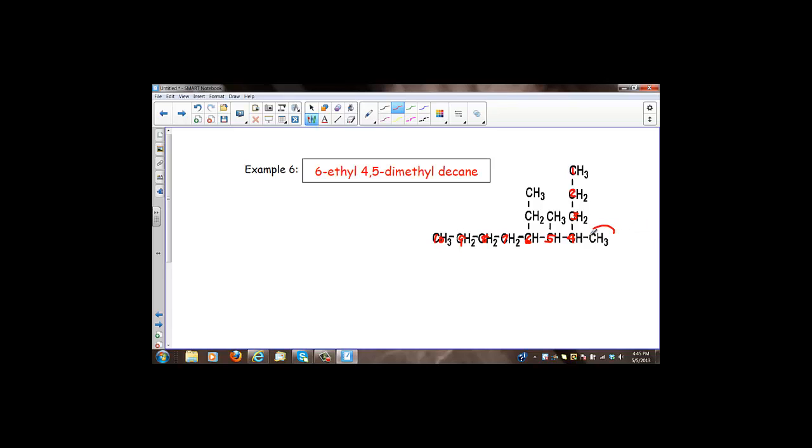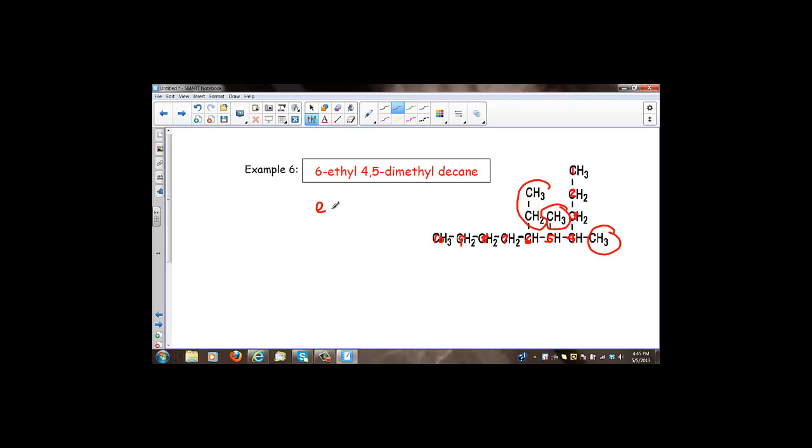I have a methyl group at the 4. I have a methyl group at the 5. And I have an ethyl at the 6. Now, in this case, remember they said you have to name alphabetically. So technically, we can't do the 4,5-dimethyl first, okay? Because ethyl comes before methyl. So it's 6-ethyl, 4,5-dimethyl, and 10 is dec, and it's all single bonds, ane.